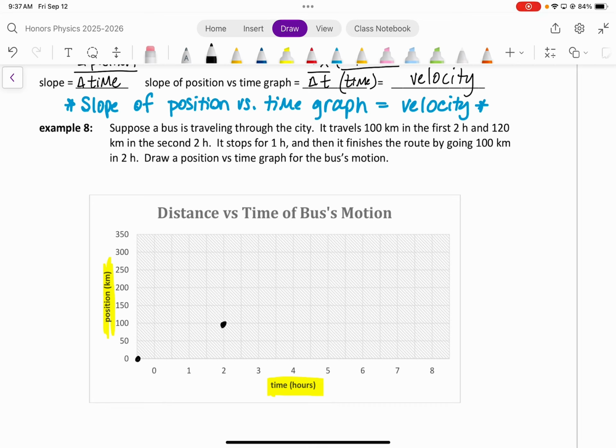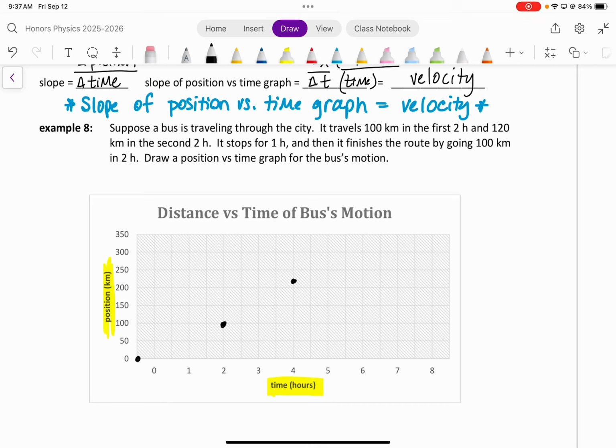And then it says, and 120 kilometers in the second 2 hours. So my time at that point, I'm going to add 2 more. So at 4 hours, it will have traveled 120 more. So this is going to be, my position will be about 220, and after 2 more hours.